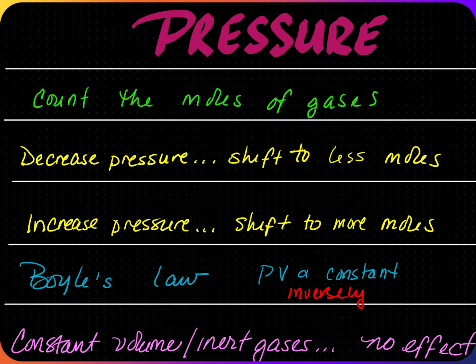If the volume is constant or inert gases are added to the system or removed from the system, there is no effect or no shift in the equilibrium. In addition, pressure does not affect the equilibrium constant, only temperature does.